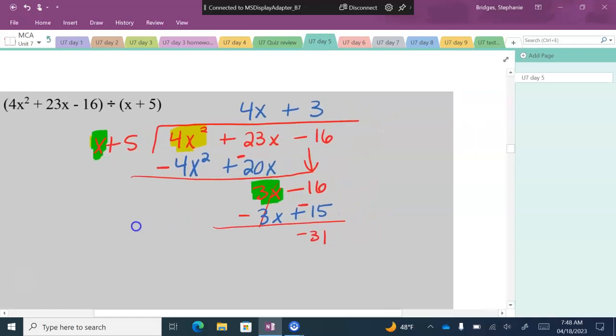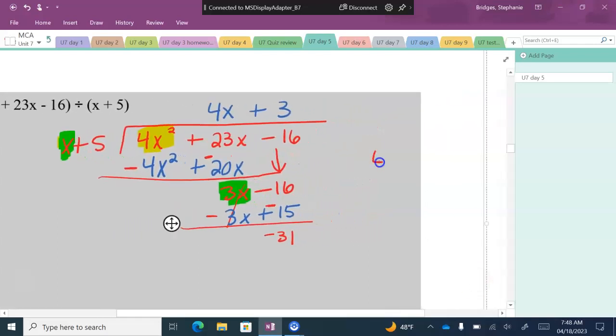All right, the way we write our answer is the quotient. That's the piece at the top, the 4x plus 3. And then we're going to write plus our remainder, but my remainder happens to be negative, over what I divided by, my divisor. That's x plus 5.